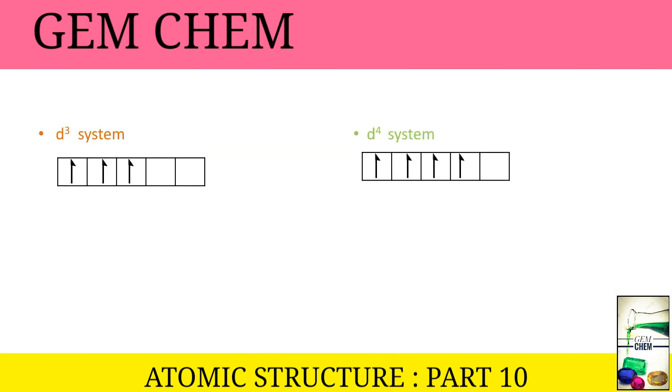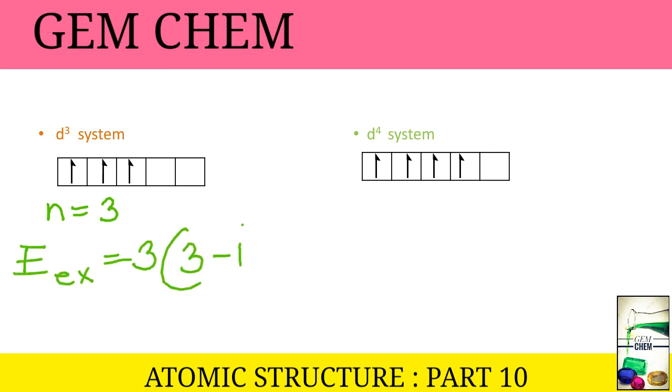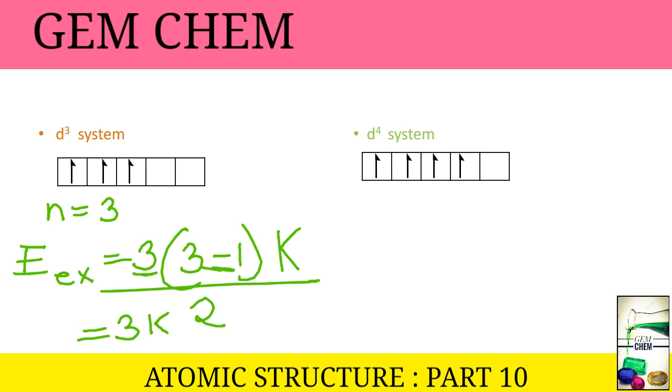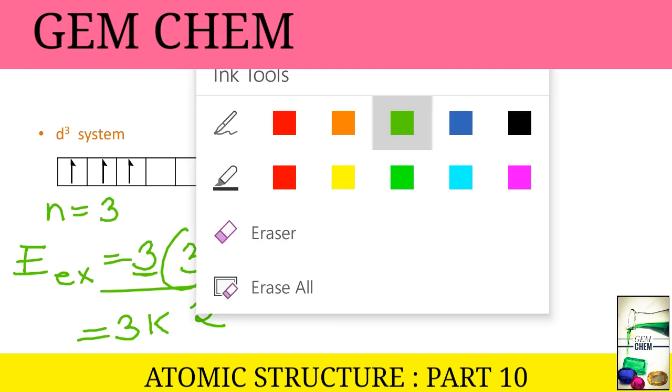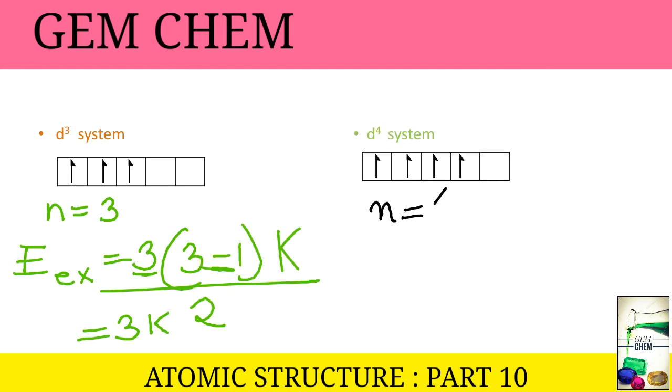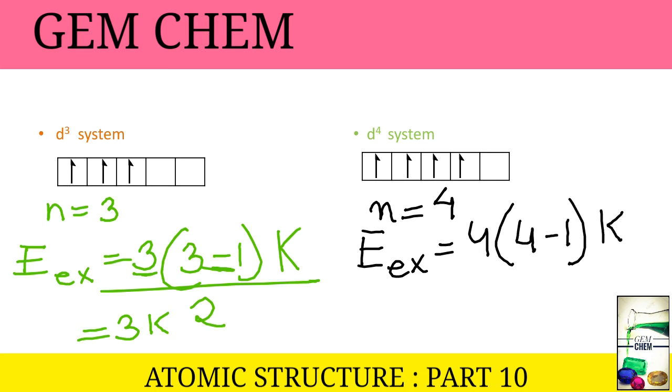Now for d3 we will see. For the d3 system, n will be equal to 3, right? So E exchange becomes 3 into (3 minus 1) into k divided by 2, and the answer comes to be 3k, because this one becomes 6 and the 2 cancels. For the next one, that is d4, n equals 4 unpaired electrons, so E exchange becomes 4 into (4 minus 1) k by 2, and this is 4 into 3 by 2, so on cancelling we get 6k, right?